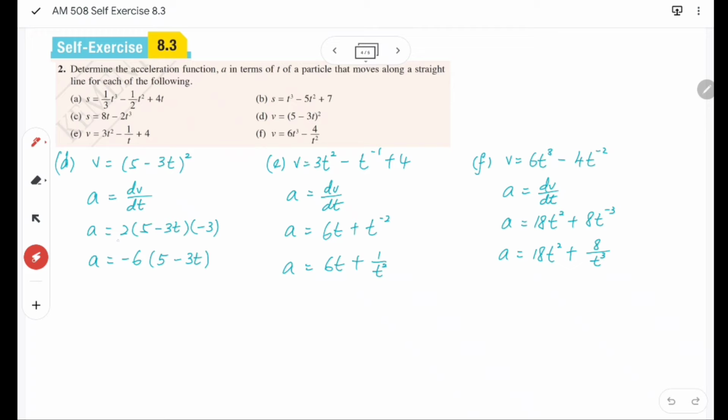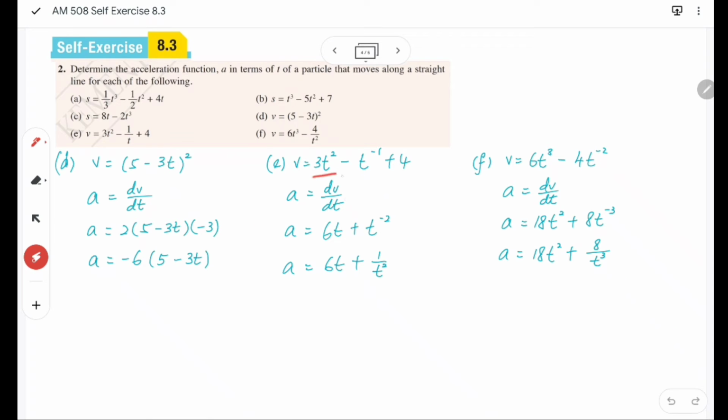So we get negative 6 times 5 minus t. That is the function of A. For V equals 3t squared minus 1 over t, we change the 1 over t to become t to the power of negative 1, plus 4. So to get the acceleration function, we do the first derivative.